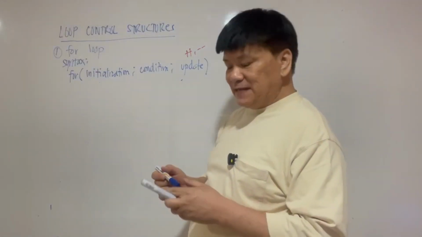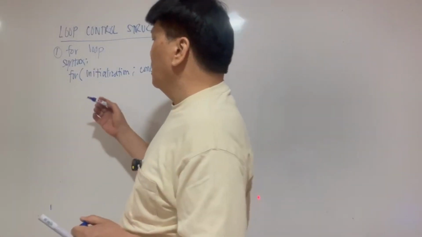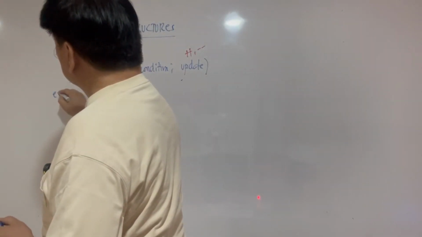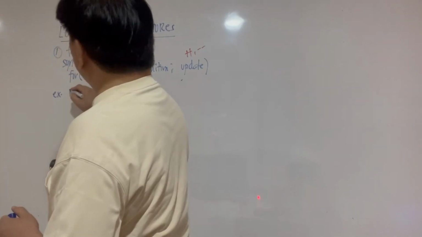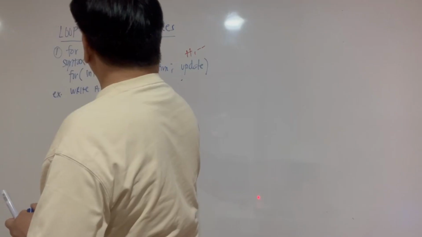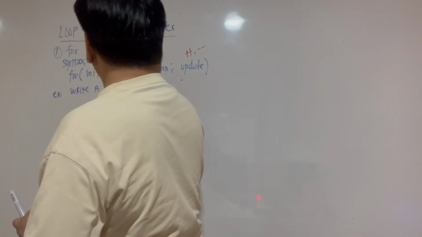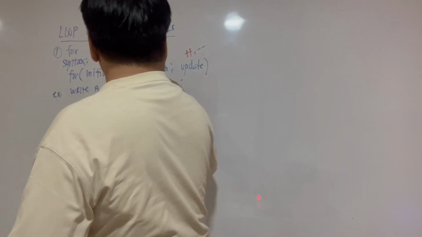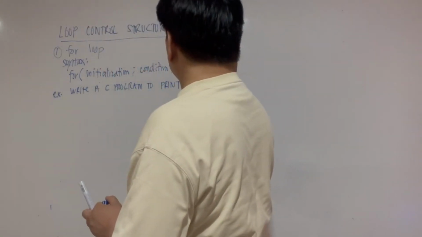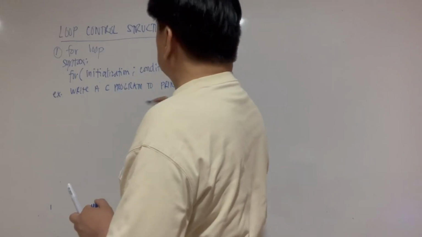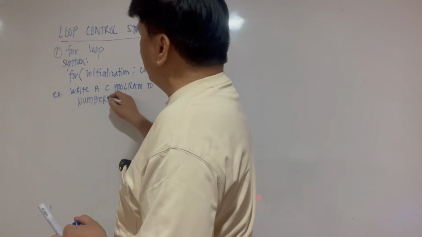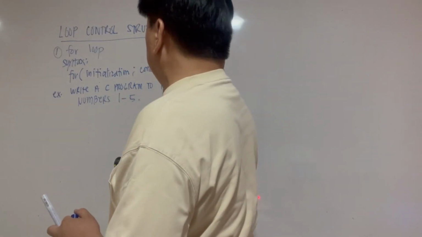Now let's have an example program. So for example, let's say you're going to write a C program to print the numbers 1 to 5 on the screen.